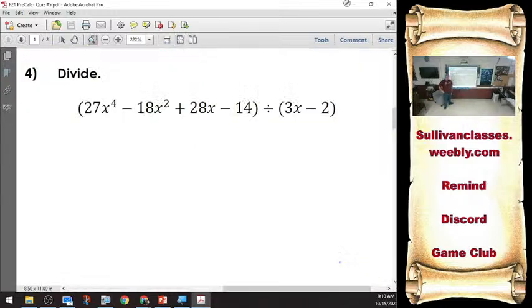It says divide. It doesn't say how. I don't know too many people in here who are going to choose long division. Go for it. Okay. Who already missed it?